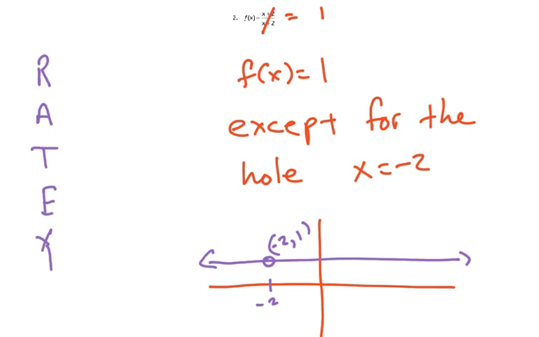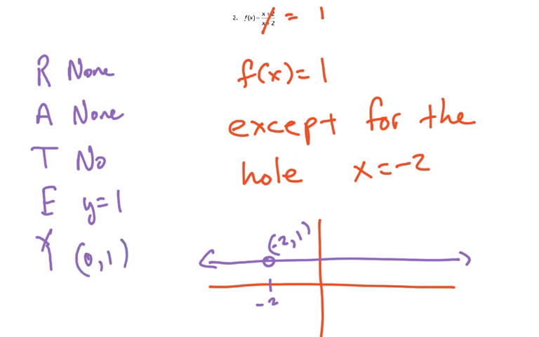You have a hole. So are there roots? None. Asymptotes? None. This is not necessary. This thing is just one line. It's always extending out. So I guess you could say the end behavior is y equals 1 because it goes out to 1. And then the y-intercept is at 1. So if you wanted to, you could do that. This is pretty straightforward.